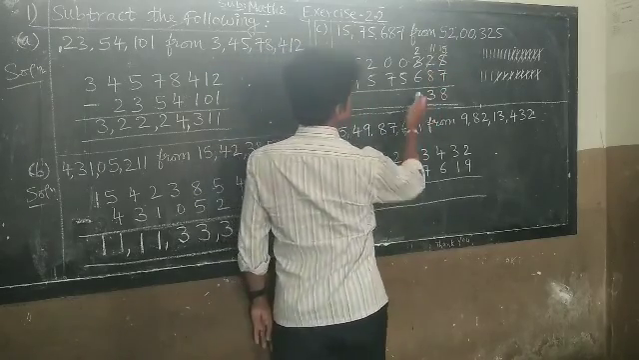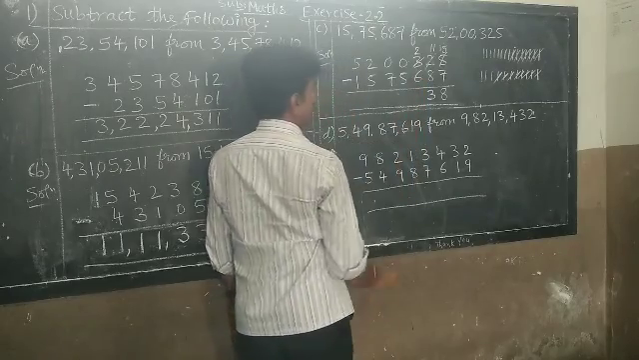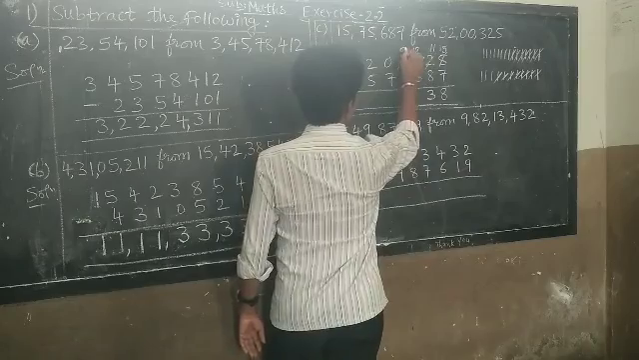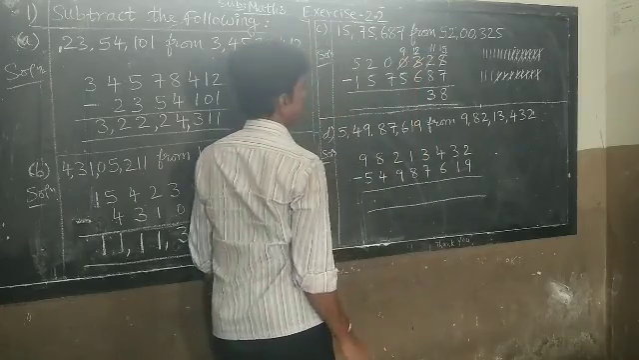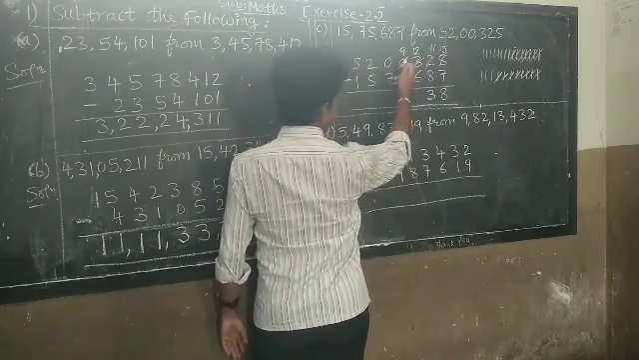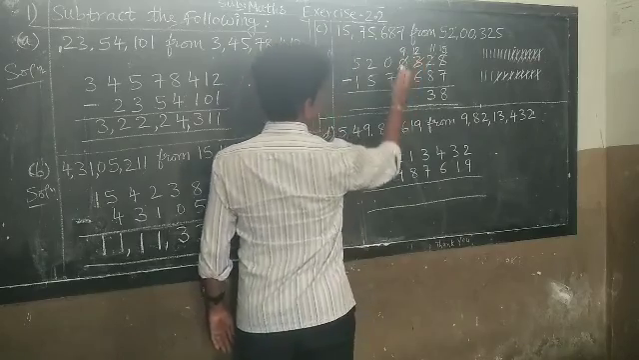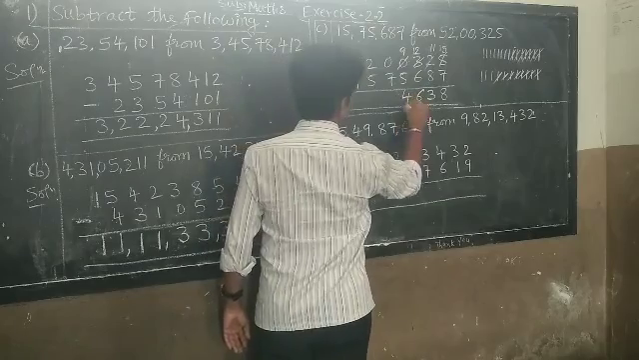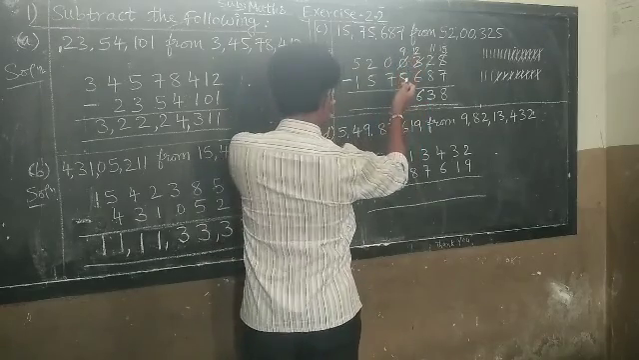Understand? Next, 2 minus 6 again is not possible. So borrow 1, it becomes 12, and here it becomes 9. Understood? Taking 1 from 10 means it becomes 9. 12 minus 6 is 6. 9 minus 5 is 4.